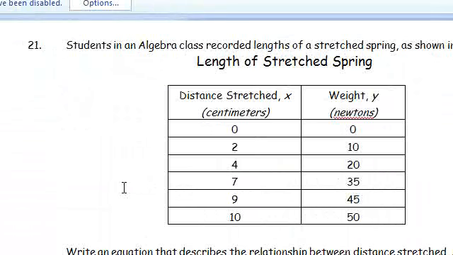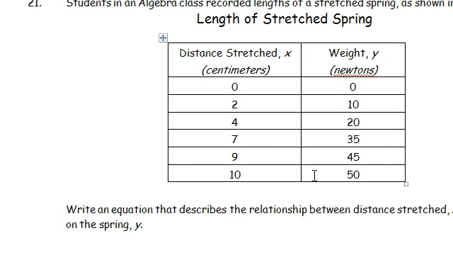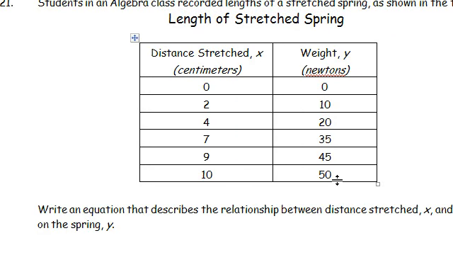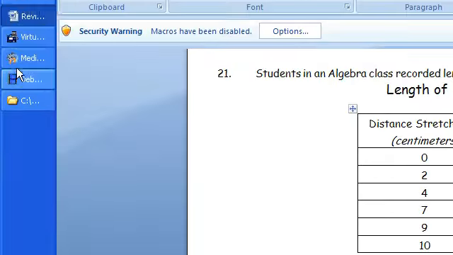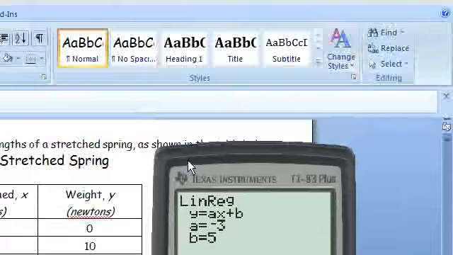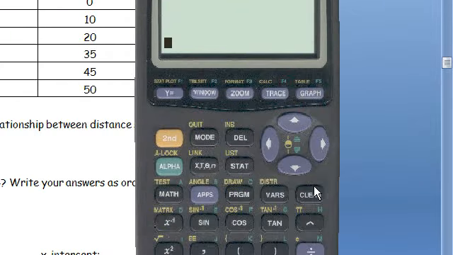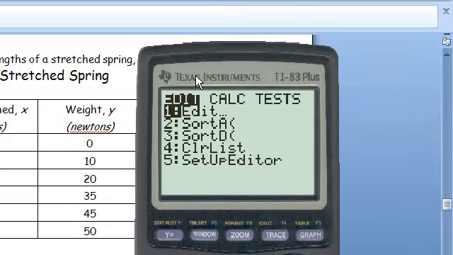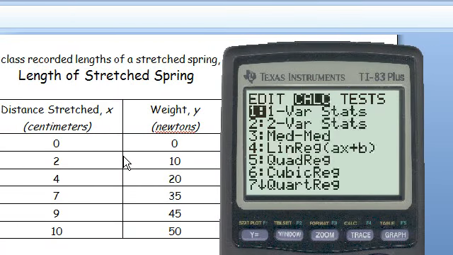Number 21. Students in an algebra class recorded lengths of a stretched spring as shown in the table below. Write an equation that describes the relationship between distance stretched and the weight of the spring. Okay. Well, we can easily do this algebraically, but we can do it even easier on the calculator. What a great tool. I wish they had these when I took algebra. How did I ever learn algebra without the calculator?